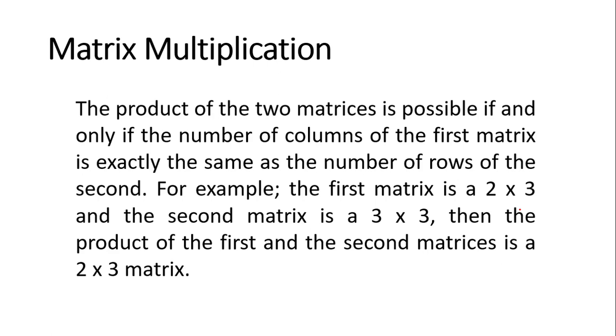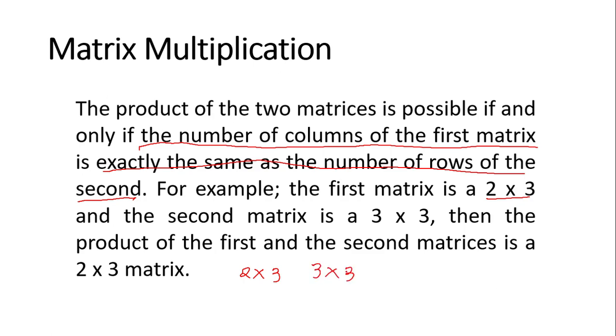Pwede lang daw tayo mag-multiply ng dalawang matrix if and only if the number of columns of the first matrix is exactly the same as the number of rows of the second. For example, the first matrix is 2 by 3. Okay, so sulat natin sa baba, 2 by 3. The first matrix is 2 by 3 and the second matrix is 3 by 3. Then the product of the first and second matrices is 2 by 3.